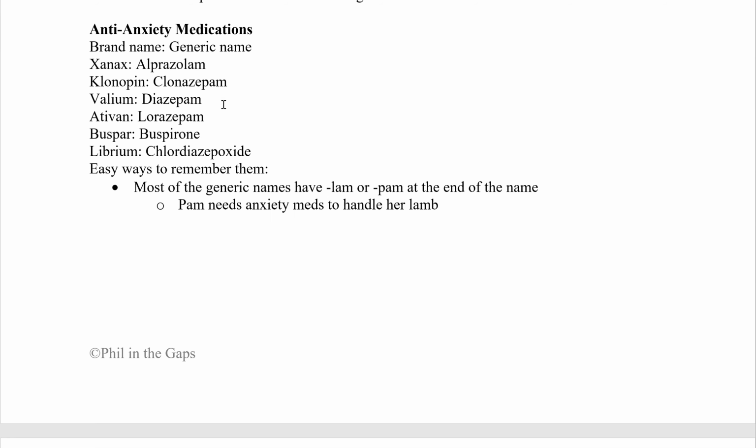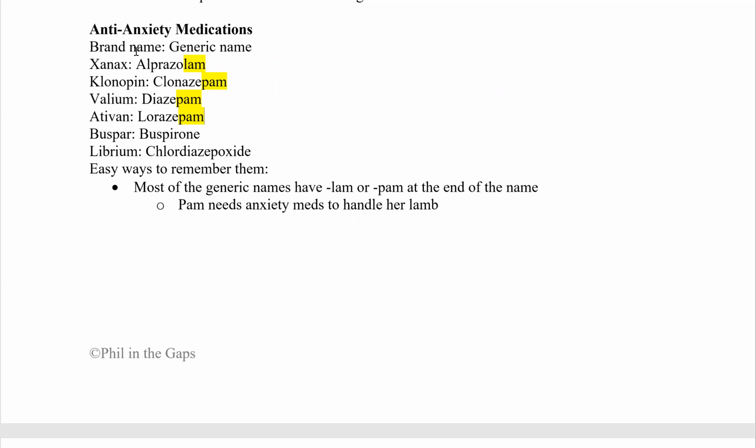And on the generic side, again, we can have a more generic way of remembering them. They are going to have Pam and Lam at the end of them. And what I always tell people is Pam needs anxiety meds to handle her Lam because they're out of control and make her anxious. So if you notice, Pam and Lam are at the end of almost all of the anti-anxiety medication. So if you see Pam or Lam and your question has anxiety symptoms in it, the likelihood of it being one that has Pam and Lam at the end are a lot more likely than the ones that do not.